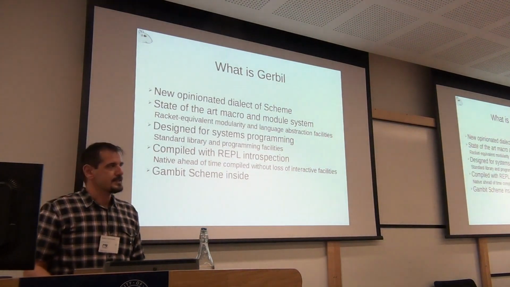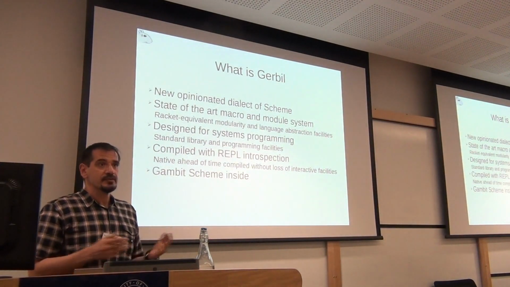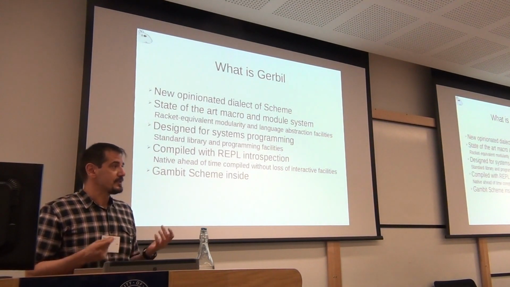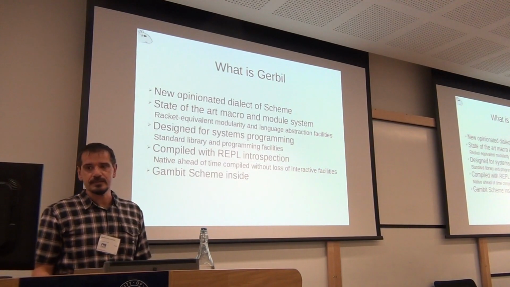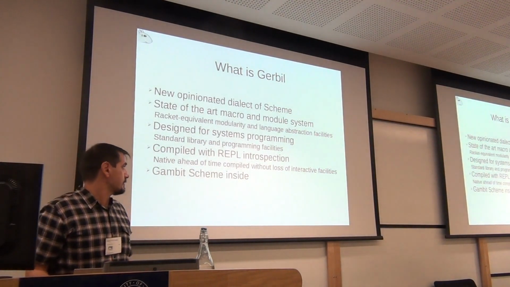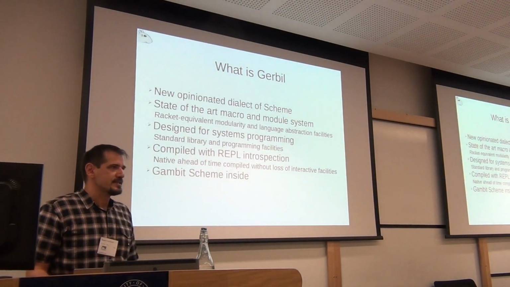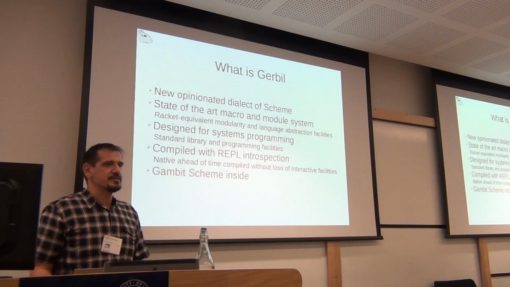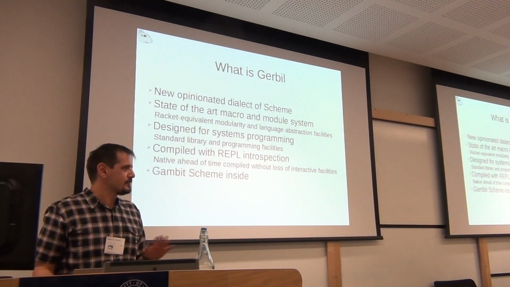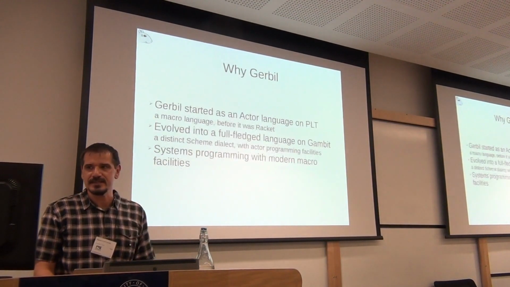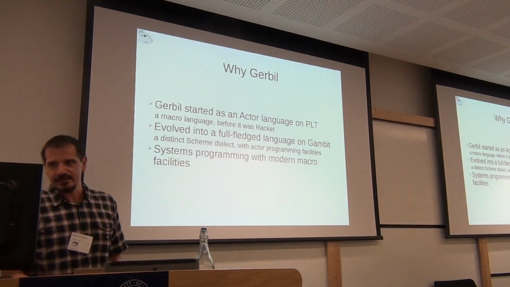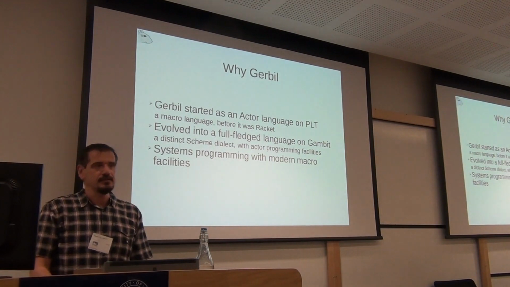And the idea is that this is a compiled language. So yes, we have an interpreter. It's perfectly capable. We can mix interpreted and compiled code, but at the end of the day, we care about producing binaries. And for the bottom half of the system, Gambit Scheme is inside, so there is no new implementation. I didn't implement any Scheme, the core Scheme, from scratch, so we're using Gambit Scheme. As I said, it started as an actual language on PLT.